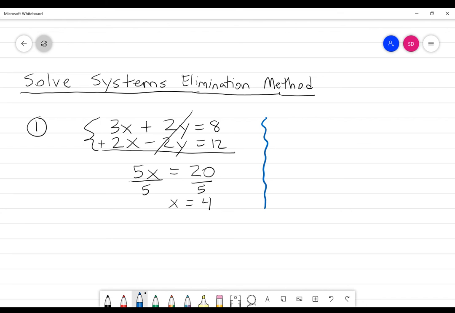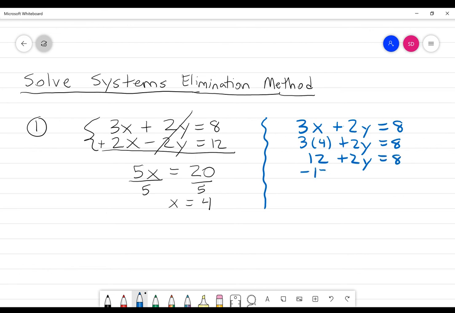So now that I've found that x equals 4, I have to plug in that value and solve for the y value. So I'm going to rewrite the first equation. And all I'm going to do is plug in 4 for x. So remember, that means I replace the x and put 4 in its place with parentheses. And then this is similar to our substitution method. I just multiply and solve this equation for y. So 3 times 4 is 12. Subtract 12 on both sides. I get 2y equal to negative 4. And then I can divide.